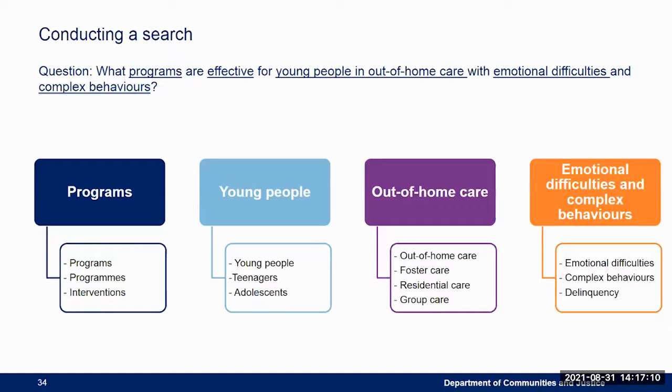And obviously you can see there I've thought about some other words that could be used. So programs in the UK, they might use programs with double M, interventions, young people, teenagers, adolescents, and then a range of words that are used to describe out-of-home care in other jurisdictions, and obviously added delinquency to our search.